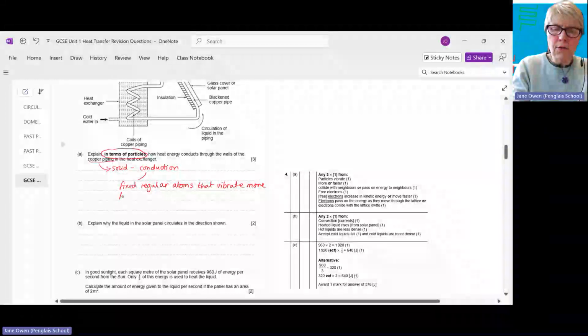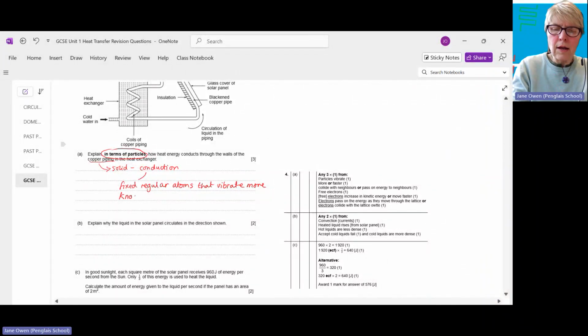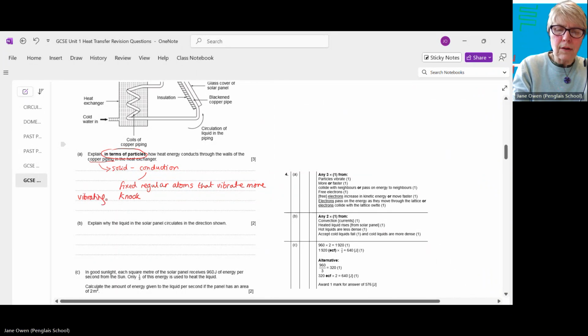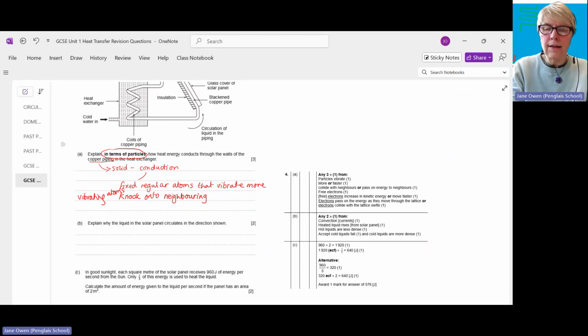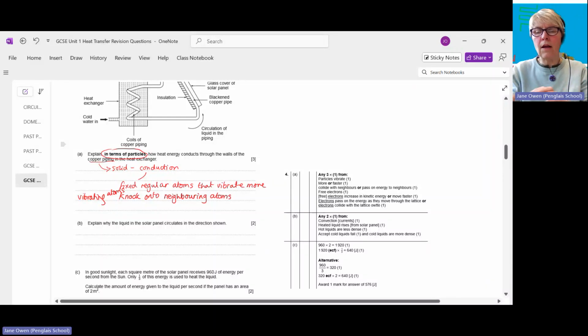And that knocks on to the vibrating atoms, knock onto neighboring atoms. All right, you just got to look at it like a domino effect. Once one is vibrating, it knocks onto the next, and that vibrates, and that knocks onto the next. And that's how it transfers down and through the copper solid.